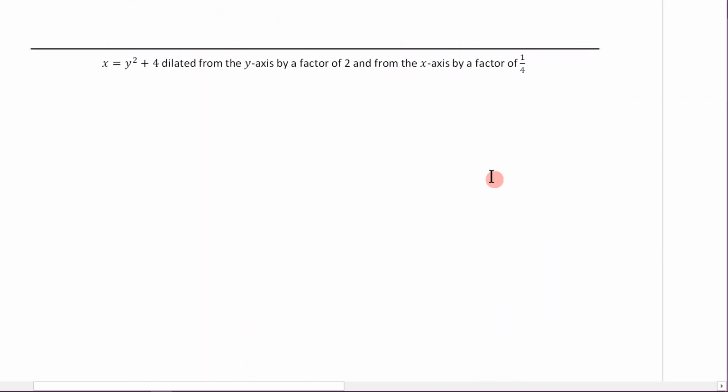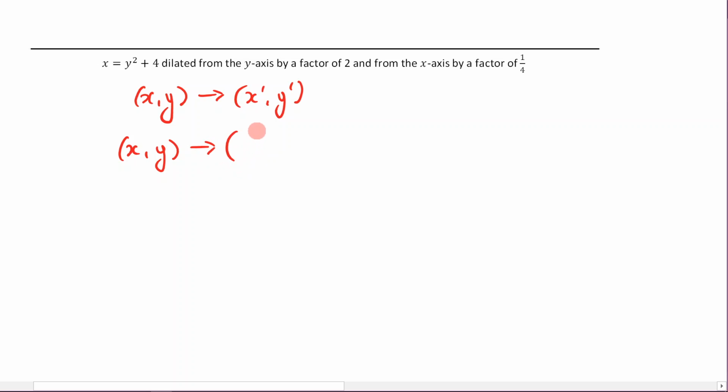Now let's do the final question here. And hopefully by the end of this, you're feeling very confident with dilations. So yet again, as you can see, it's not y equals. And because it's not y equals, don't use the shortcut. Do the long way, just so you can be 100% sure of your answer. Now, what is my x dash going to be? Well, it says I'm dilating from the y-axis by a factor of 2. So that means it's going to be 2x. And then my y dash is going to be, I'm dilating from the x-axis by a factor of 1/4. So that's going to be that.